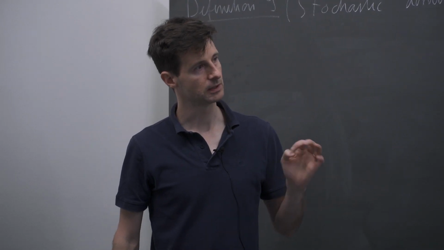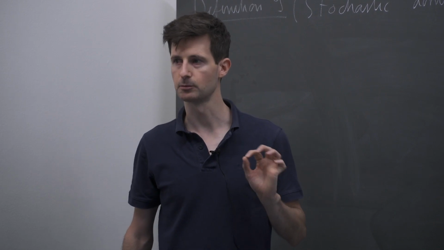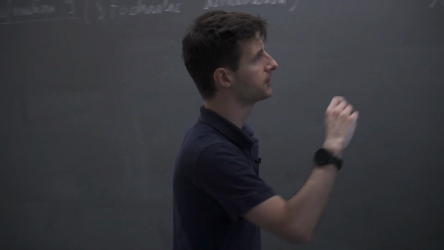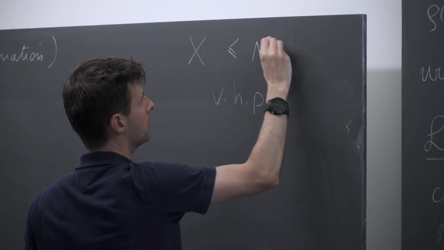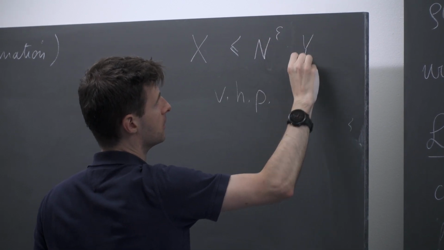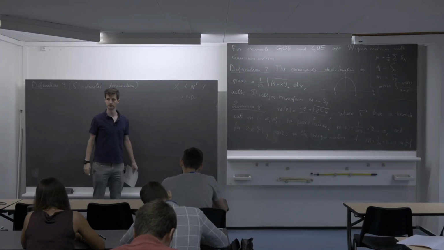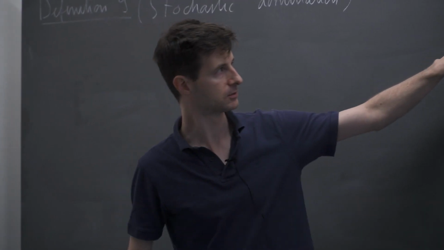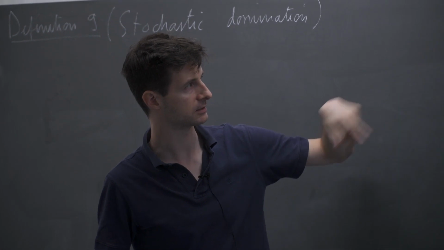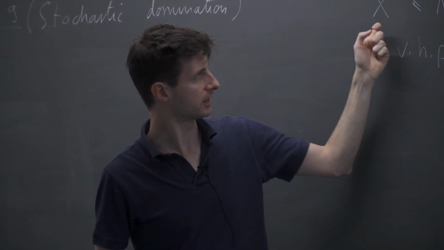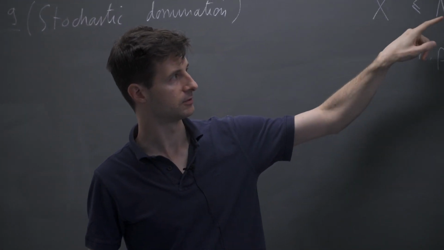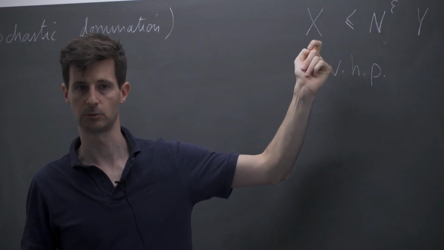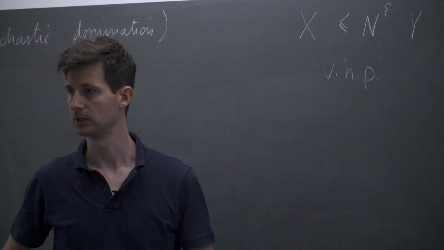You want to give yourself some room. So this is going to be up to factors of n to the epsilon, so arbitrarily small epsilon. And this is, in fact, what we want to say. So this is the basic intuition. So we will say that x is stochastically dominated by y if x is bounded by n to the epsilon times y for arbitrarily small epsilon with very high probability.